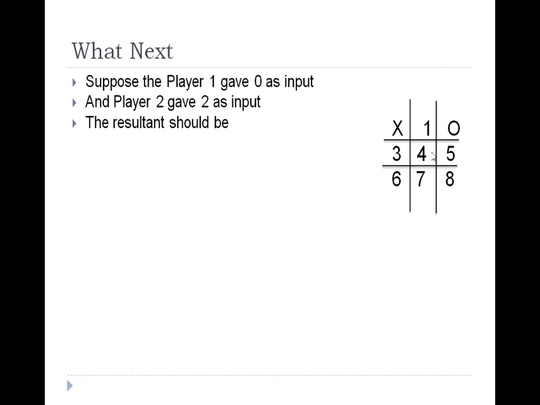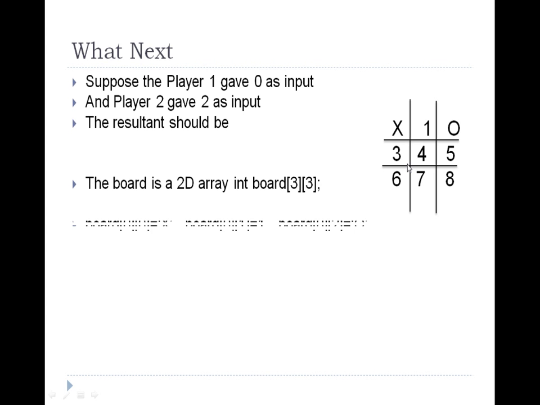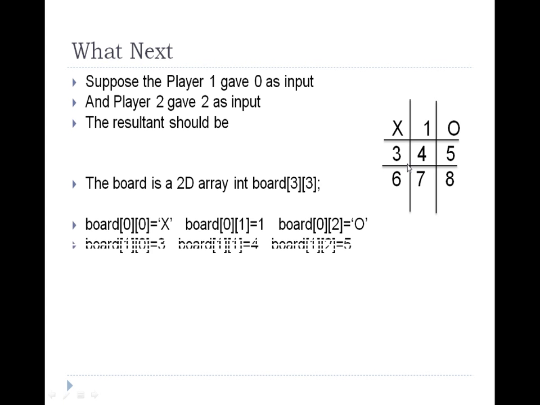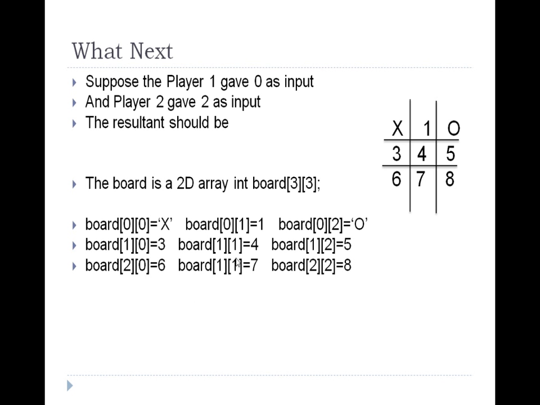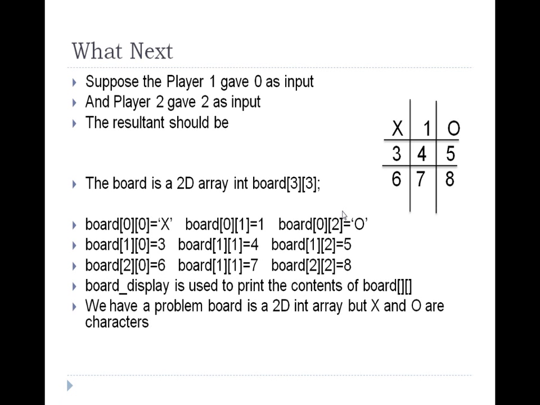It's no more 0, 1, 2, 3, 4, 5, 6, 7, 8. It is X, 1, O, so on and so forth. This is what we want as a resultant now. In order to do that, let us remember that the board is a two-dimensional array, and we will have to enter X and O, of course, one by one, in the respective positions. So at 0, 0 we have to input X, and at 0, 2 we have to input O. And then we will use board display to display the contents of the board.